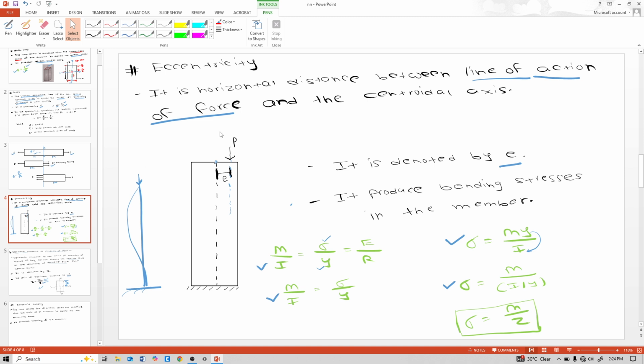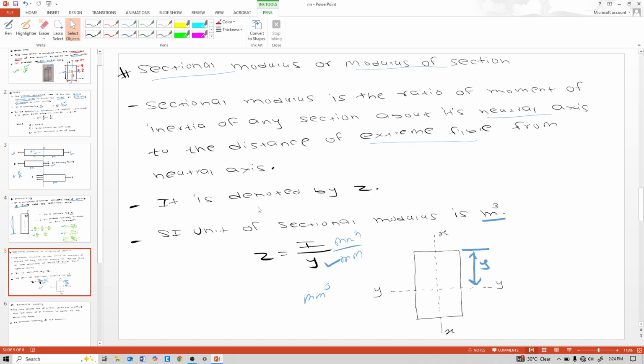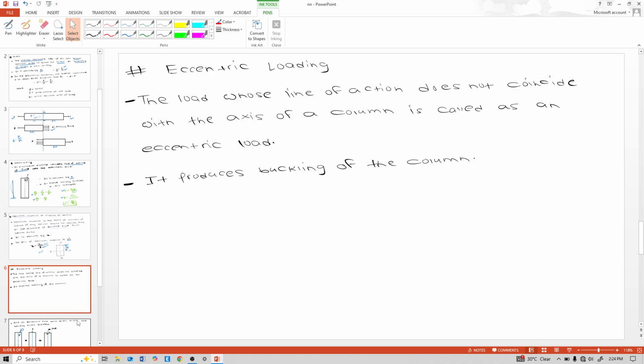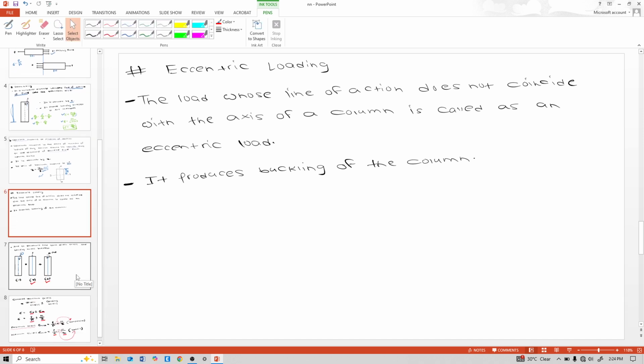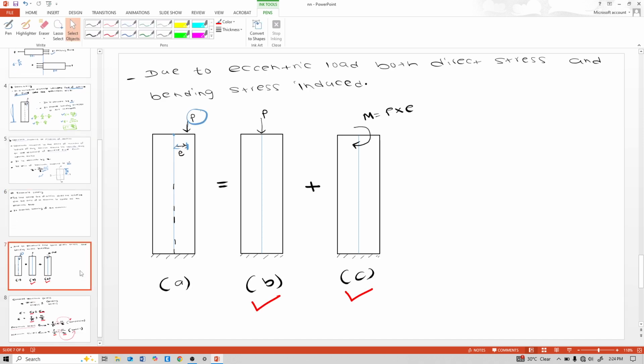Eccentricity: what is eccentricity? It is the horizontal distance between the line of action of the force and the centroidal axis of the rectangular column. Sectional modulus is I by y: the ratio of the moment of inertia of a section about its neutral axis to the distance of the extreme fiber from the neutral axis. Eccentric loading produces buckling in the column. That is a very important statement. Because of the moment P into e, buckling develops in the column.